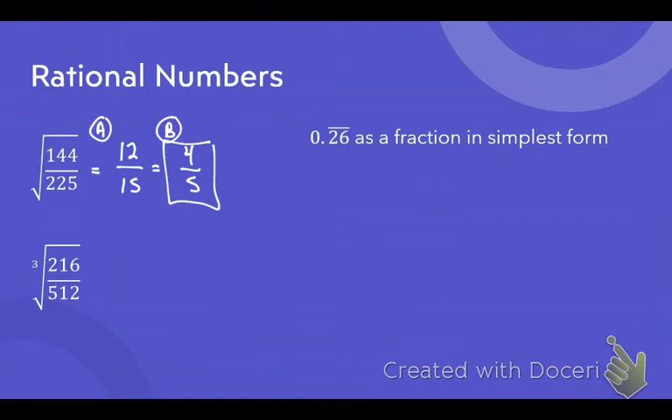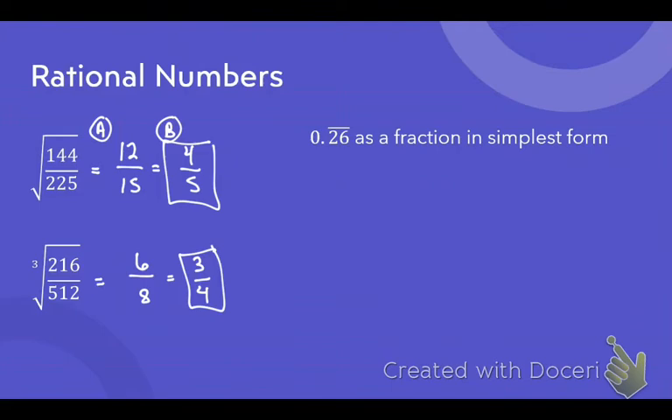All right, what about 216 over 512? The cubed root. What's the cubed root of 216? 6. What's the cubed root of 512? All right, not the final answer. What is my final answer? 3/4. Okay, so make sure it's fully reduced.